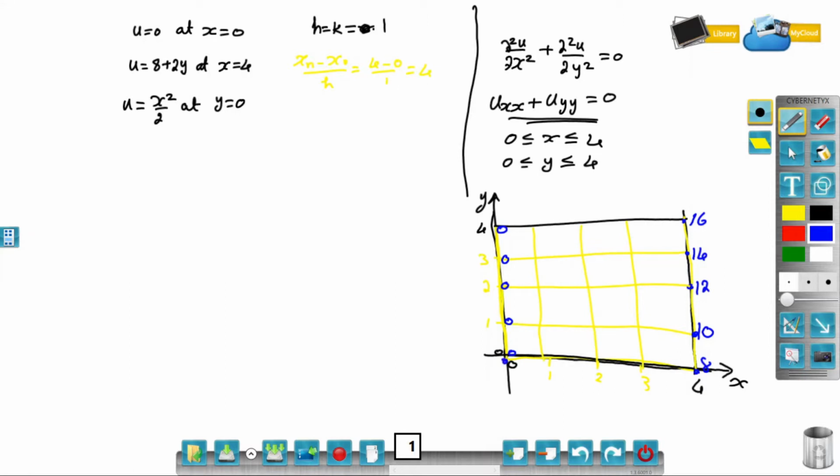So x equal to 0, so x square by 2 is also 0. So already mark that value. You can see that two boundaries are intersecting at this point, but the boundary value must be same. Otherwise, we can't solve the Laplace equation. So here it is same, 0.